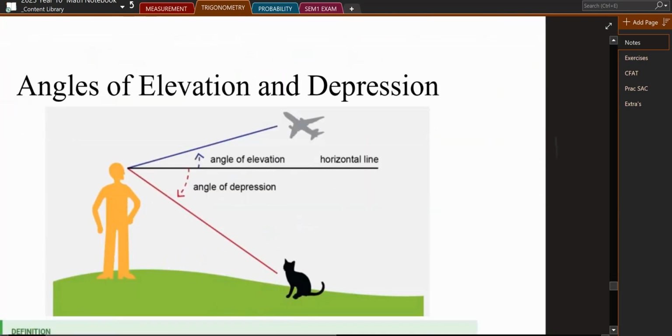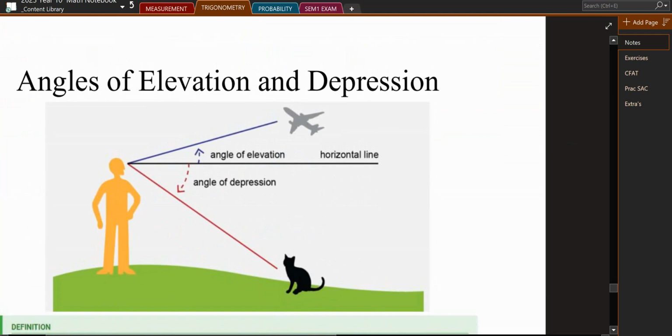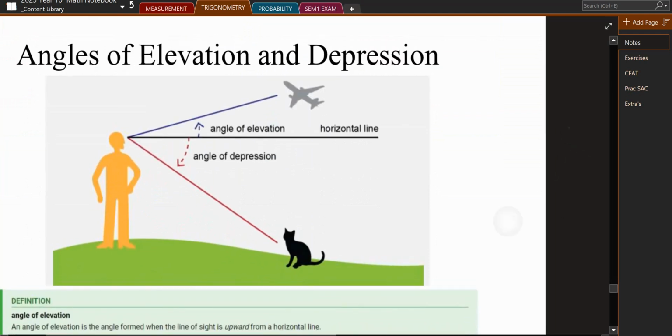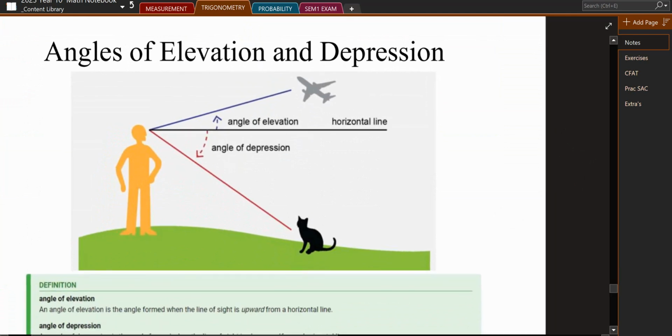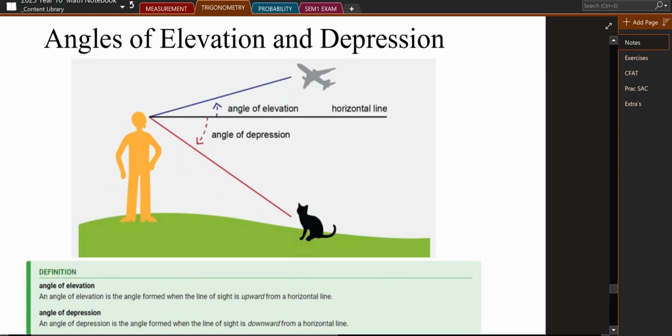Okay, so let's look into angles of elevation and depression. When we're talking about angles of elevation, you're referring to a certain direction in which you are looking at an object. Let's imagine that you're this person, and their eyes are the starting point.